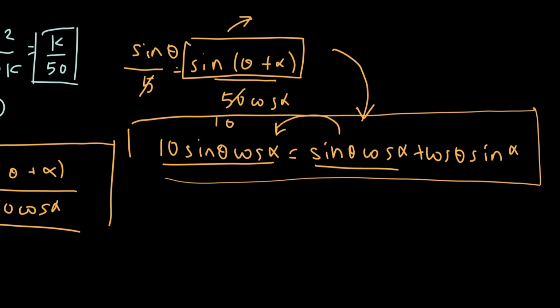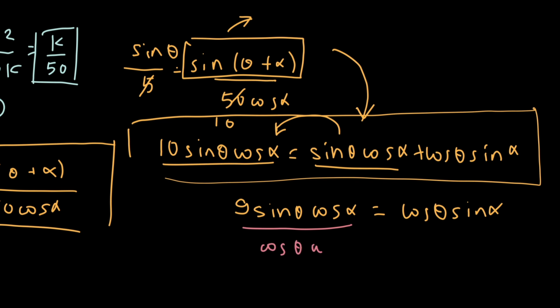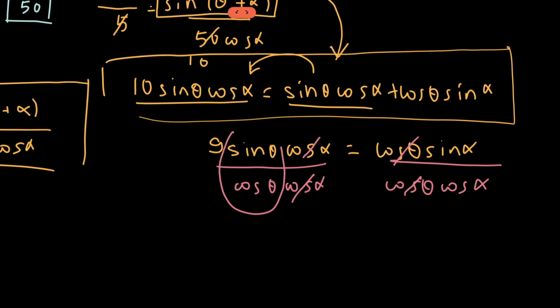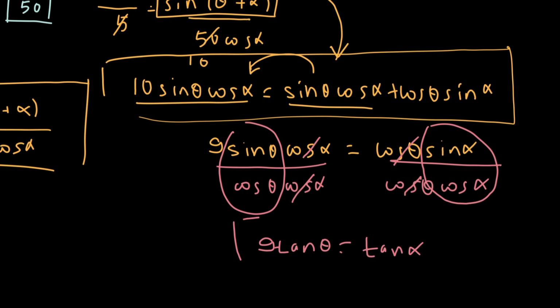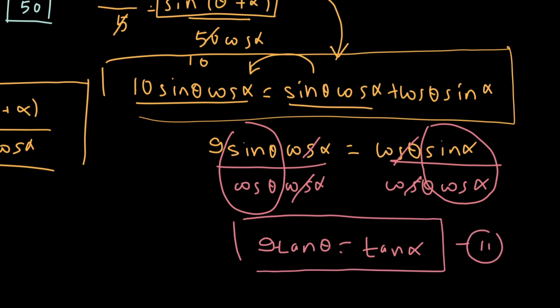So this can be shifted over here so as to get 9 times sine theta cos alpha equals cos theta sine alpha. Okay, now I will simply divide both the sides by cos theta cos alpha. So cos theta cos alpha on the LHS, cos theta cos alpha on the RHS. So cos alpha got cancelled out, cos theta got cancelled out, sin theta upon cos theta forms tan theta. Therefore 9 times tan theta equals sin alpha upon cos alpha, which becomes tan alpha. This is the second important equation, so I will label it as equation number 2.